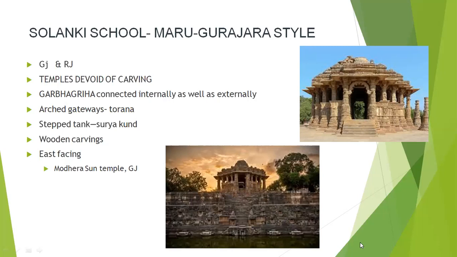There are arched gateways or toranas present at the entrance. These are usually east-facing temples. These also have some wooden carvings. One of the prominent examples is the Modhera Sun Temple, Gujarat.